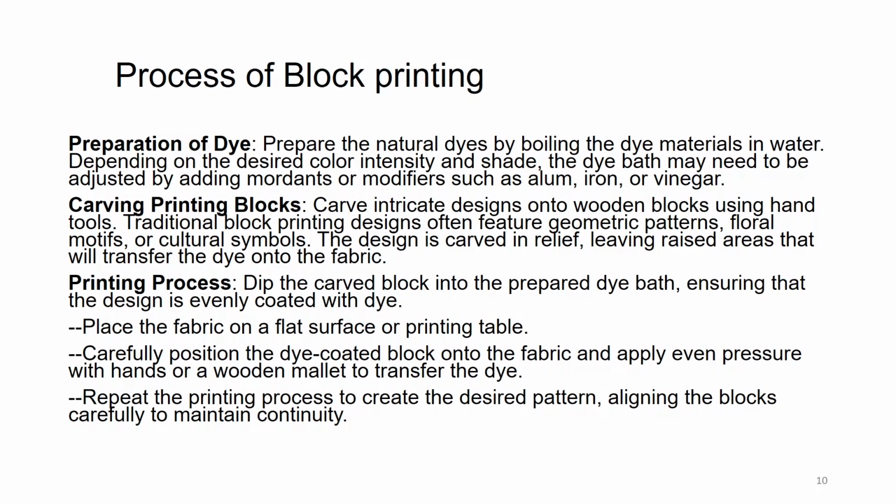Once the extract is made, then preparation of the dye paste. Prepare the natural dye by boiling the dye material in water. Depending on the desired color intensity and shade, the dye bath may need to be adjusted by adding mordant or modifiers such as alum, iron or vinegar.